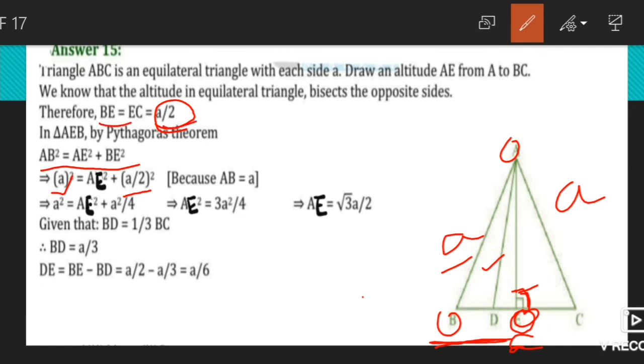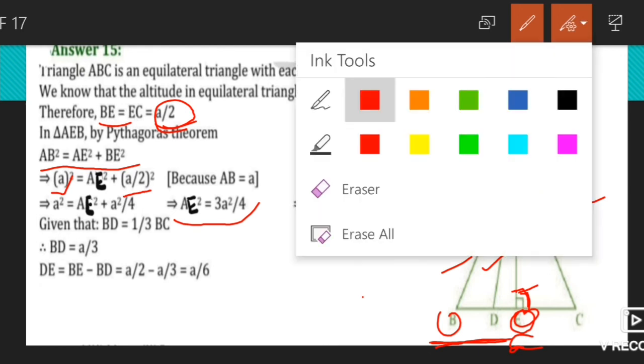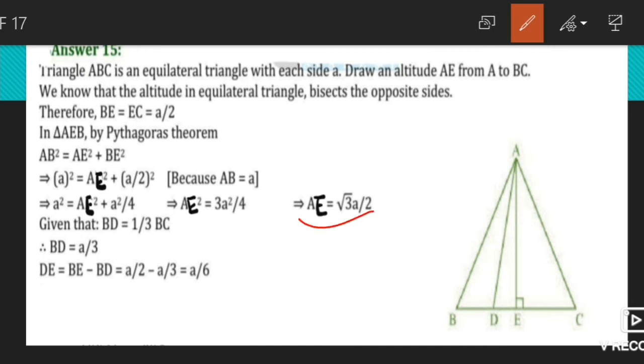After simplifying this equation, I can get AE square is equal to 3A square by 4, that is AE is equal to root 3A by 2. Okay, now let me erase these things. Only highlight this: AE is equal to root 3A by 2.